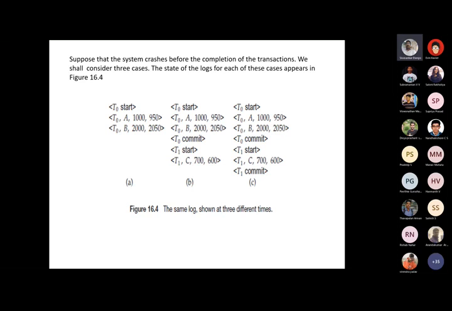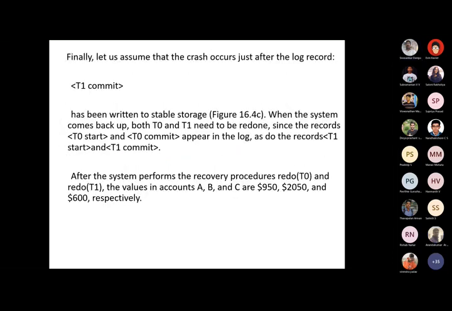Finally, in the last case, you have your T0 start log record and your T0 commit log record. Similarly, you have your T1 start log record and your T1 commit record. If a failure occurs after the T1 commit operation has been executed, we execute only redo of T0 and redo of T1, and the values of accounts A, B, and C will be $950, $2,050, and $600 respectively, by which we will be able to recover the system.